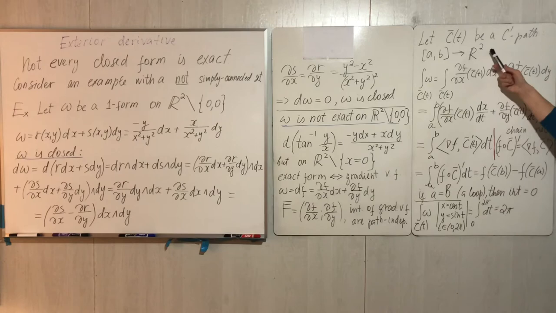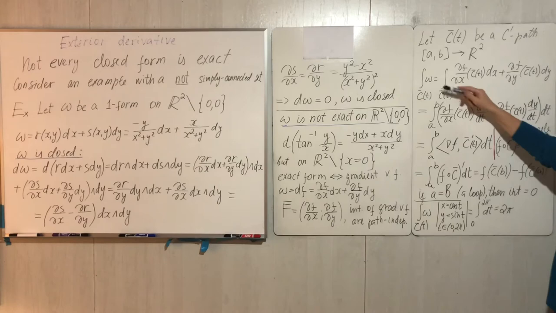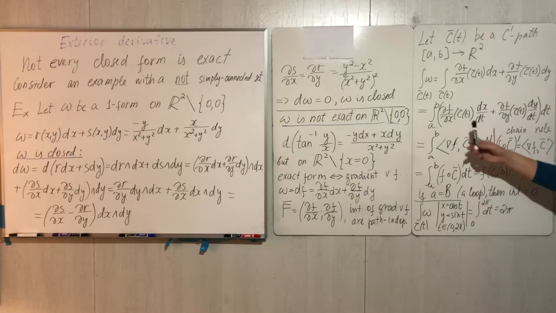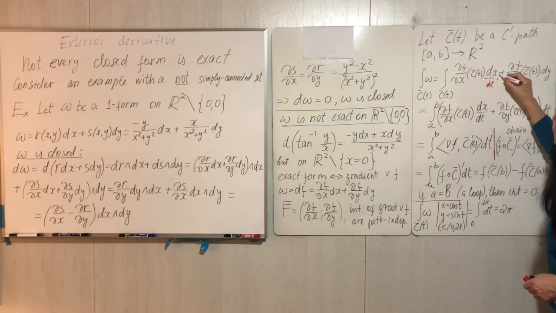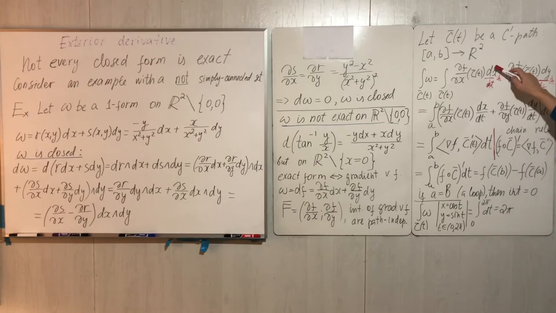into R2. If we compute the integral of omega along C(t), and our form is exact, so omega equals df, then here we put our df evaluated on our curve C(t). Then we can divide by dt and multiply by dt, and we get df/dx as before, times dx/dt, plus df/dy times dy/dt, times dt.